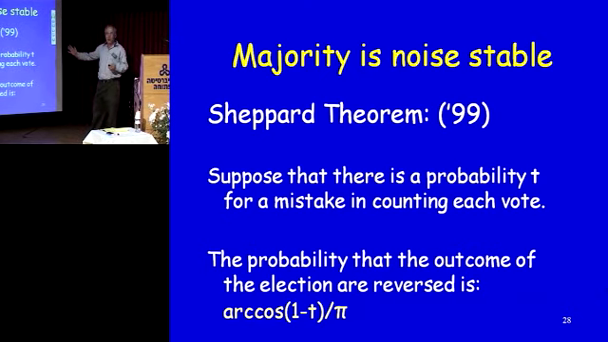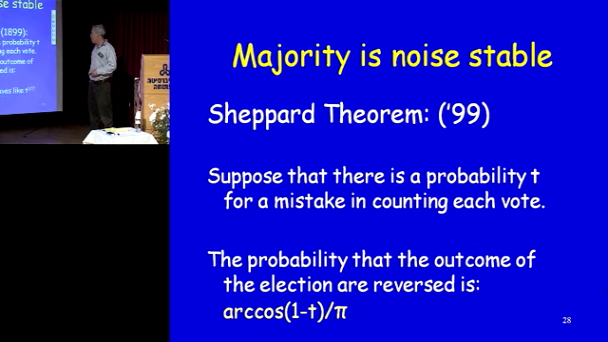Okay, you didn't see the joke yet, but Sheppard's theorem says that suppose that there is a probability T for a mistake in counting each vote in the majority rule. Then the probability that the outcome of the election is reversed is arccosine of 1 minus T over pi. This is when the number of voters goes to infinity. It's not precise for every n, but when n goes to infinity, if you have majority and the voters vote at random and you switch the vote of every voter with probability T, then the probability that the outcome of the election is reversed is arccosine of 1 minus T over pi. And this is from 1899.